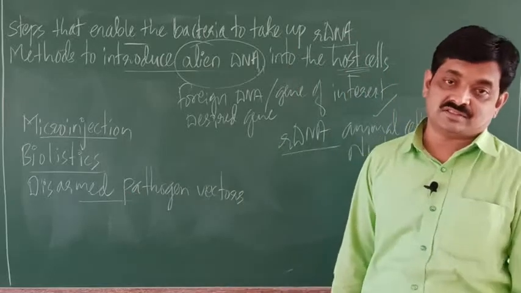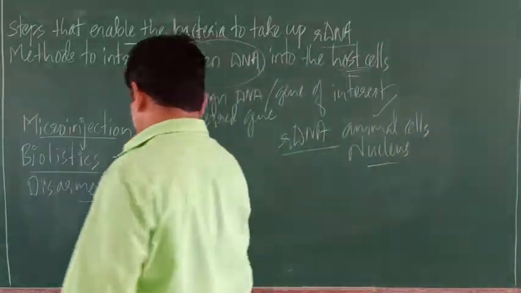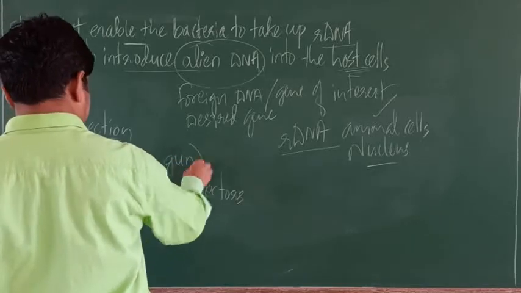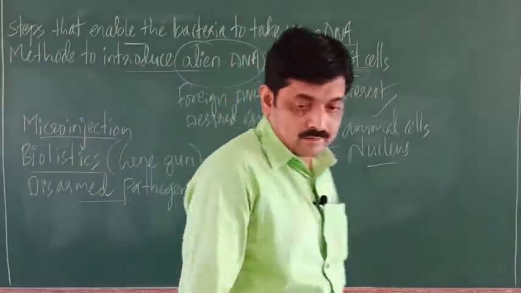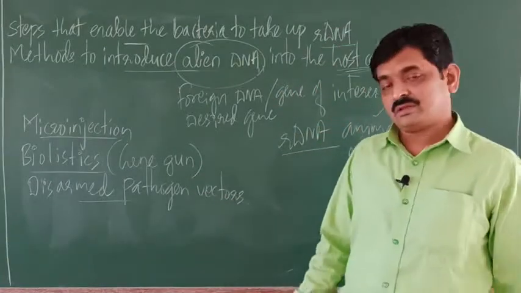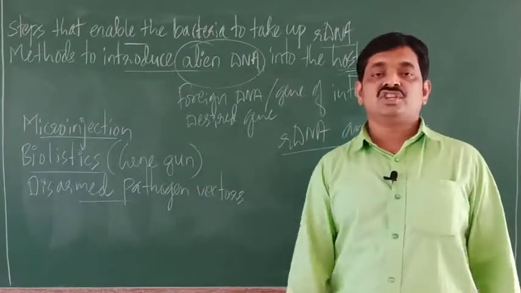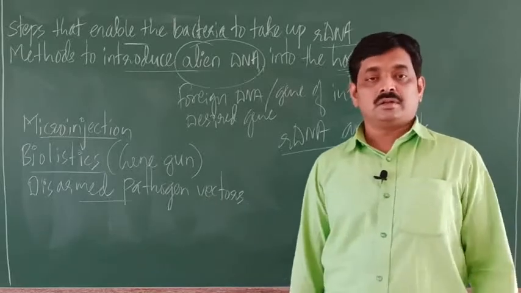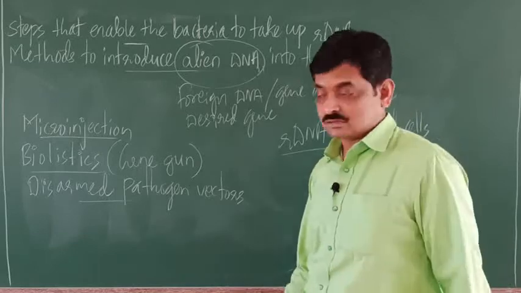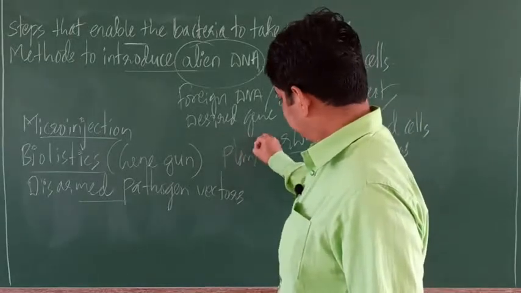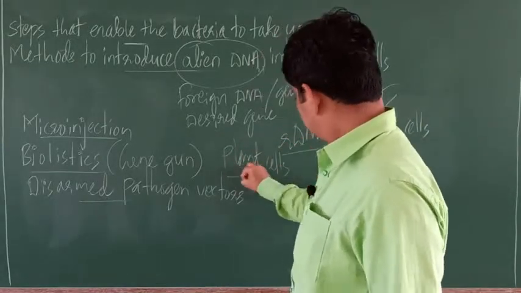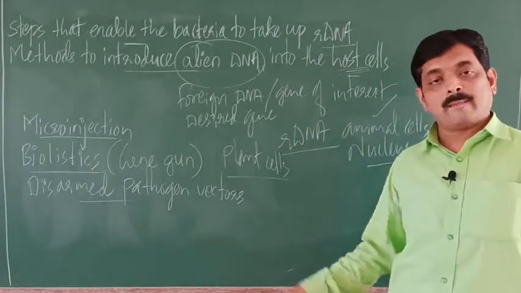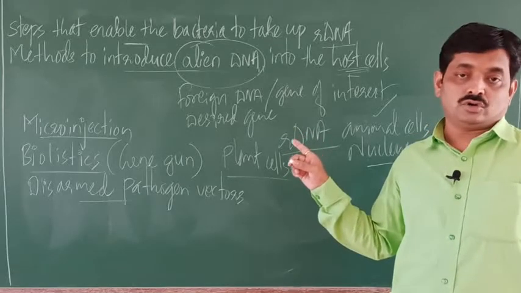Then biolistics. Biolistics is also called the gene gun. Biolistics, or gene gun, is a technique to introduce alien DNA into plant cells. It is a method to introduce alien DNA in plant cells, called biolistics or gene gun.